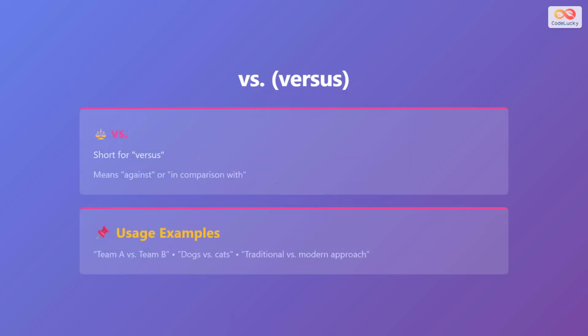Finally, we have versus, commonly abbreviated as vs. or v., which means against or in comparison with. You will see this used when comparing two things. Examples include Team A versus Team B, comparing dogs versus cats, or contrasting a traditional versus modern approach. This abbreviation is very useful when discussing comparisons and contrasts.